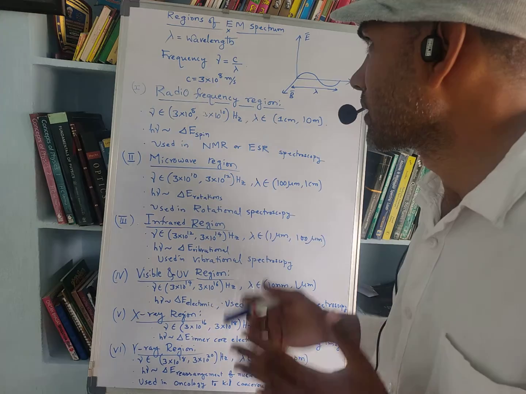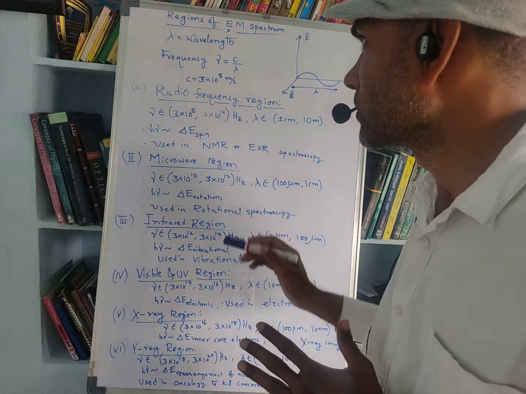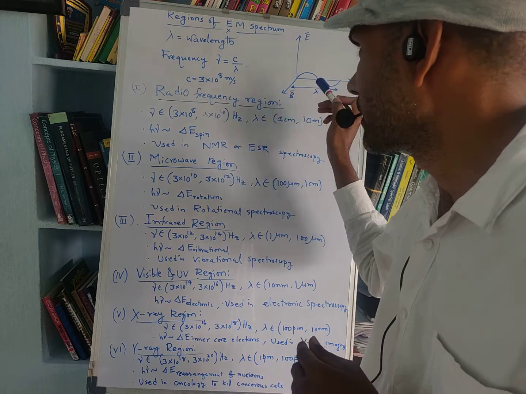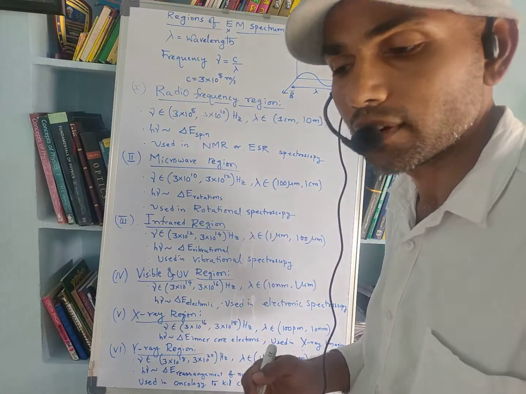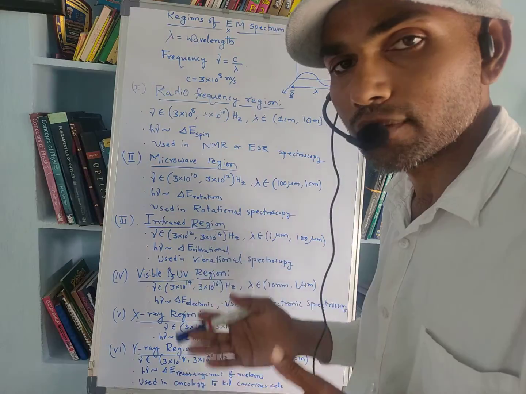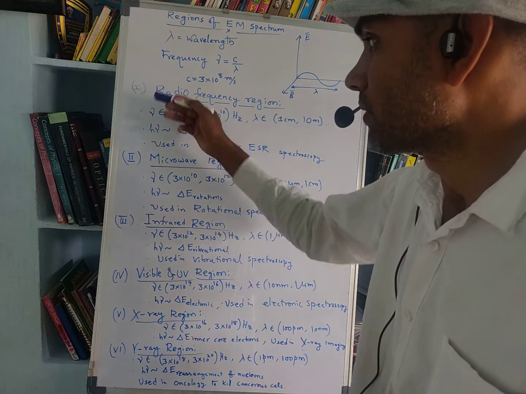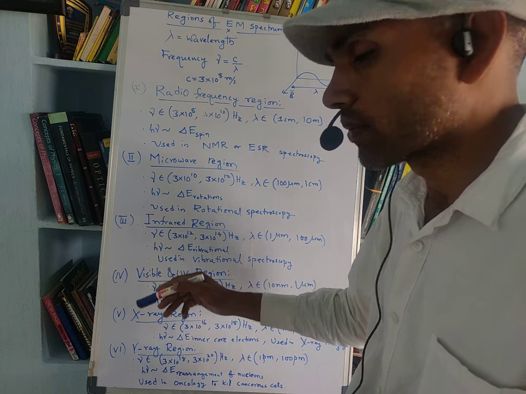And having defined lambda and c through this figure and this equation, we can now divide the regions of the electromagnetic spectrum into 6 regions: 1, 2, 3, 4, 5 and 6.